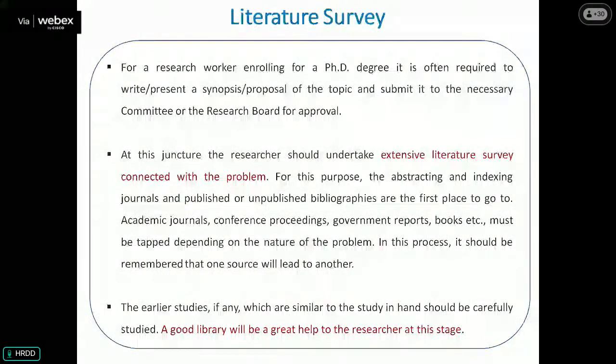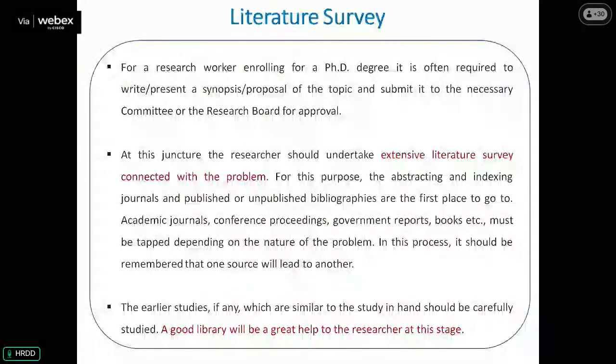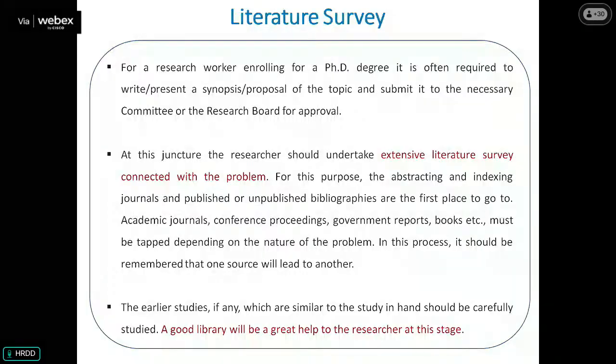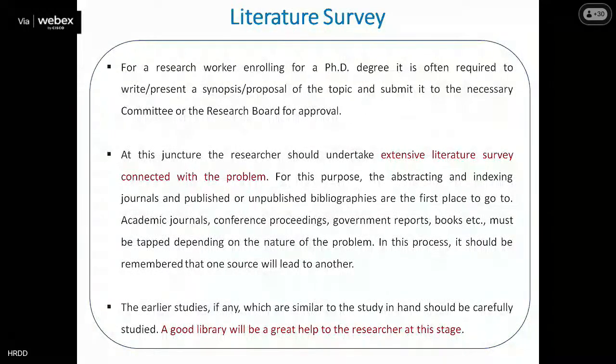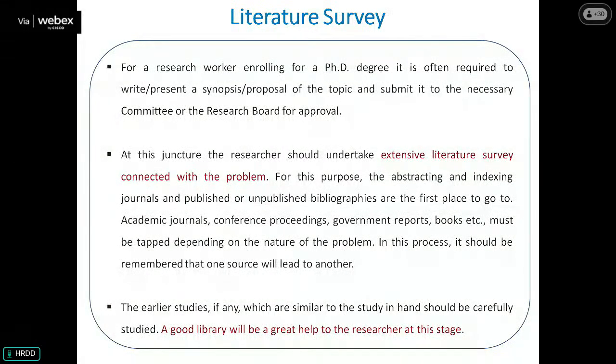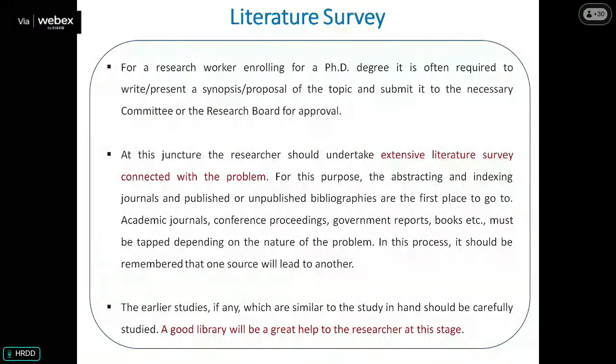In this process, it should be remembered that one source will lead to another. A book will have references, so you will look at those references in journals. A journal will refer to some review article, and you will go to that review article. Somebody will refer to some conference proceeding, you will go to that conference proceeding, and so on. The earlier studies, if any, which are similar to the study in hand, should be carefully studied. You may be thinking of doing some work, but in this process you find that what you thought of has already been done, right?